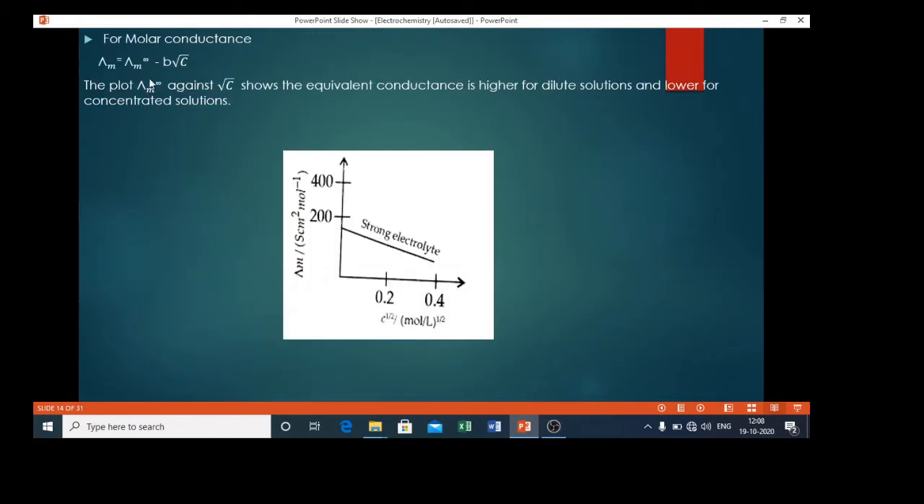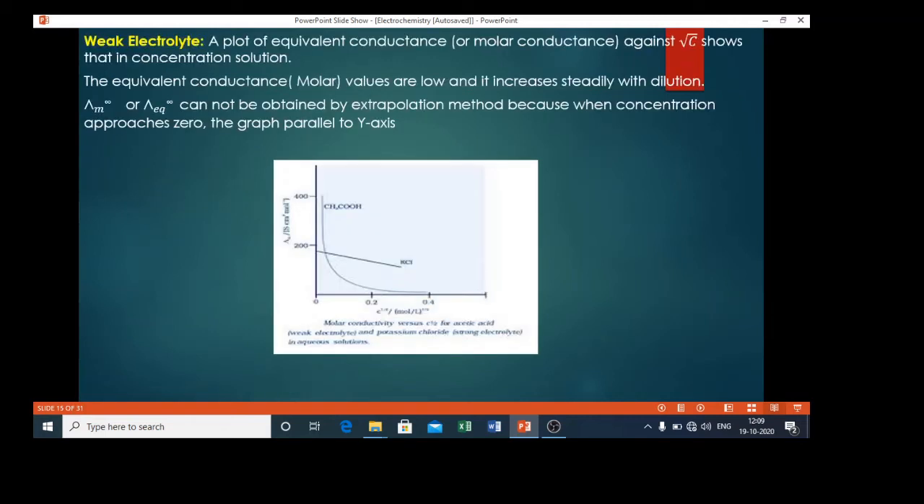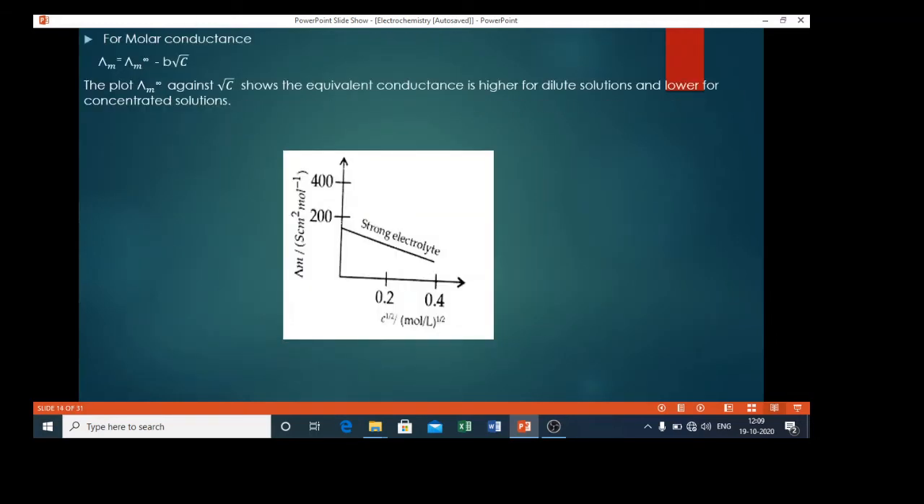Now, for the molar conductance, the equation developed by Debye-Huckel-Onsager is lambda m equals lambda m infinity minus B under square root of C, where lambda m is the molar conductance at dilute solution, lambda m infinity is the molar conductance at infinite dilution, B is a constant and C is the concentration.